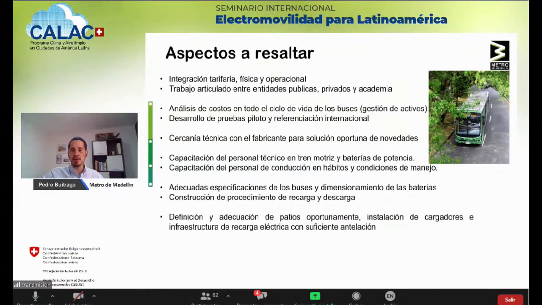Also, it's important to do articulated and coordinated work between public and private entities and the academia. We are providing experience, know-how, and good practices to replicate this type of project at the regional level, national level, or international level. Why not?